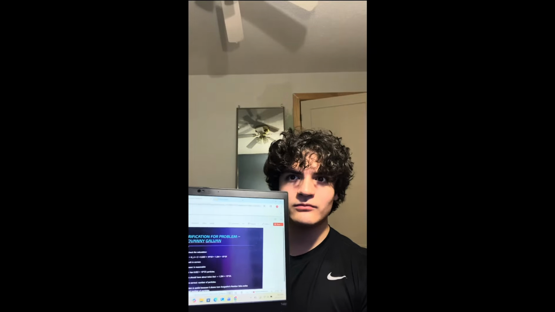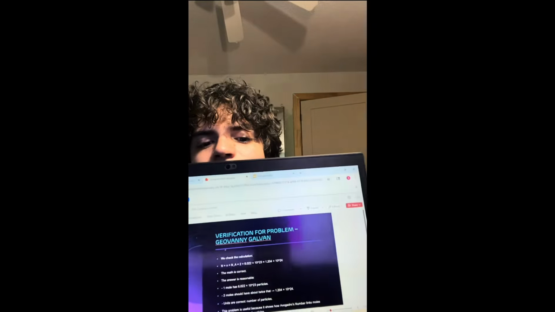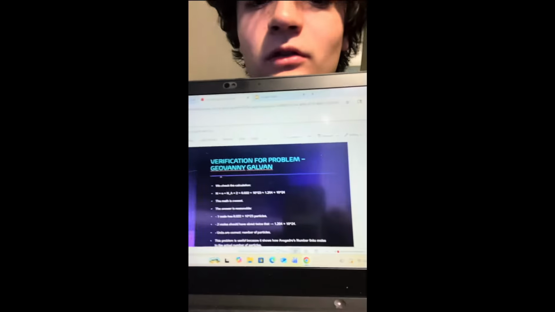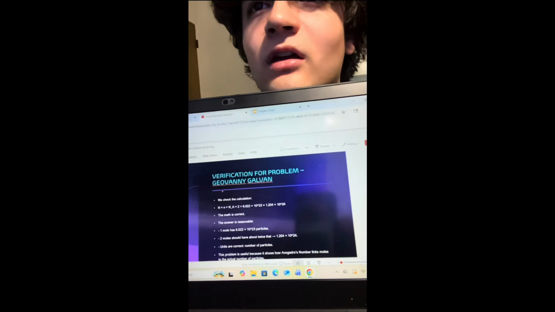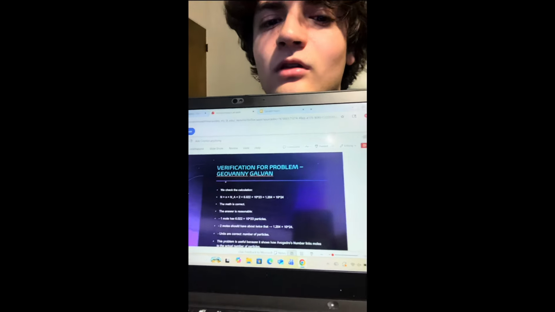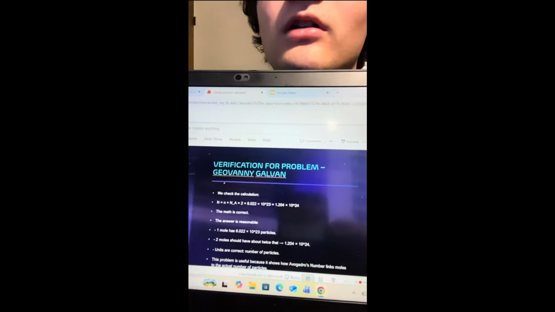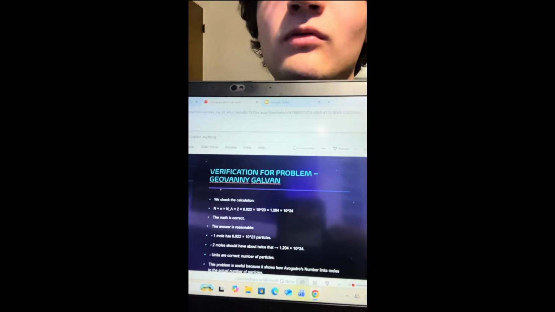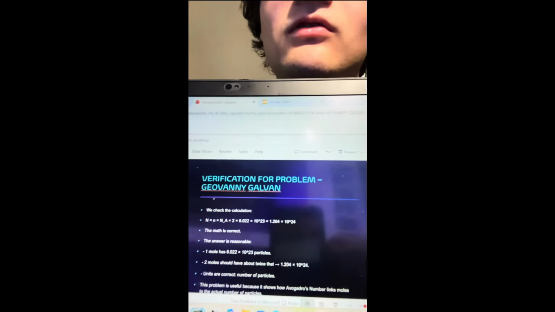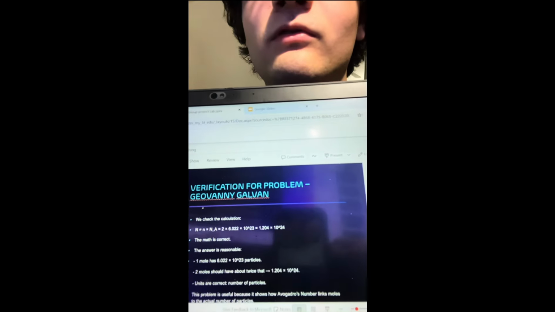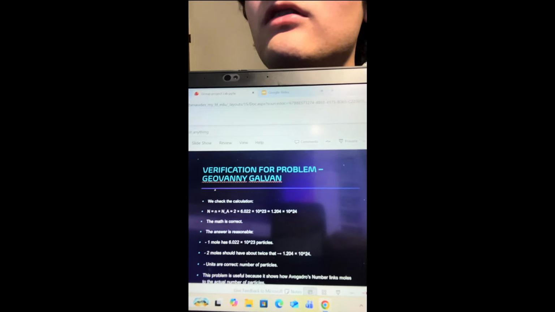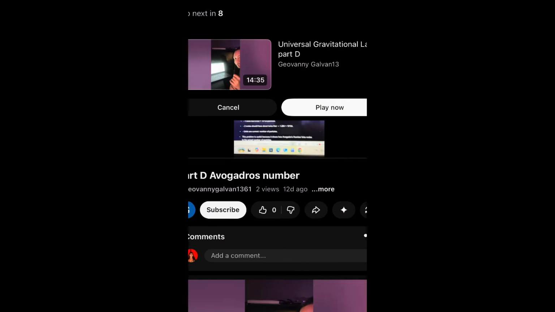Verification for my problem. We check the calculations. Okay, the math is correct, hopefully. The answer is reasonable. 1 mole has 6.022 times 10 to 23 particles. 2 moles should have about twice that, which is, there's the number. Units are correct: number of particles. The problem is useful because it shows Avogadro's number links moles to the actual number of particles.